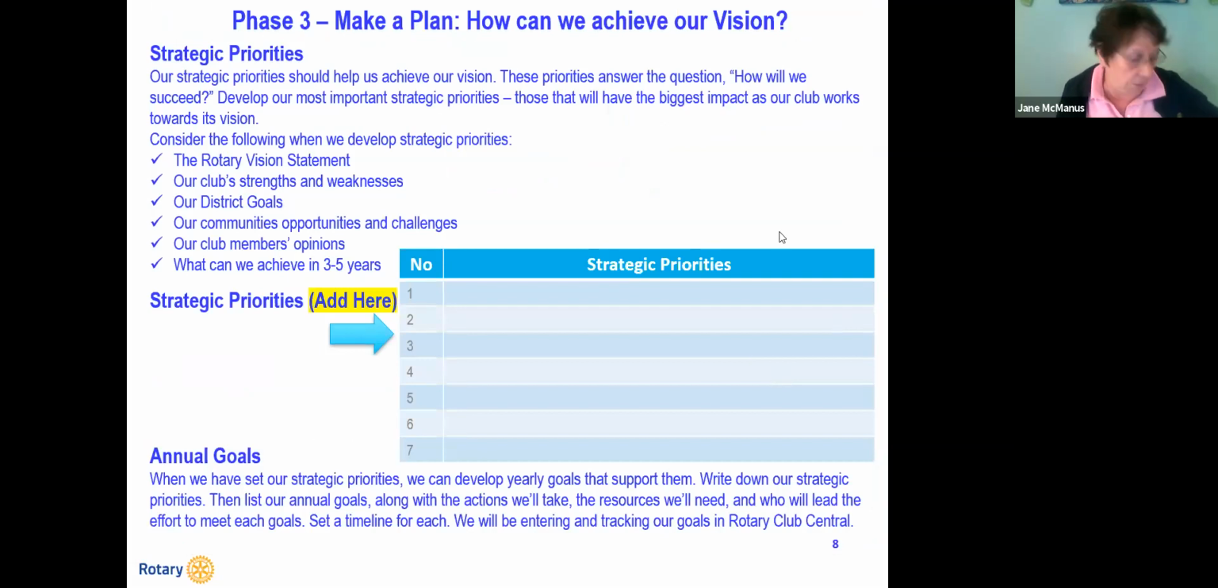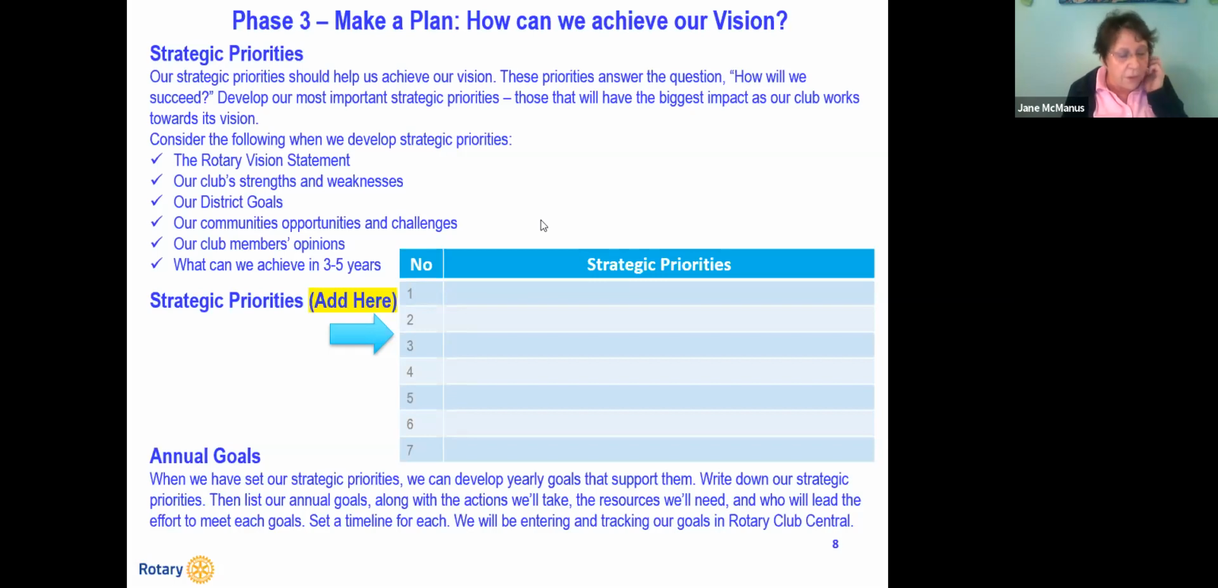Okay, so in this phase, we're going to look at our priorities, and there's a lot of them that are in that vision statement. There might be a couple that aren't as obvious, but this is where we need to start setting some strategic priorities.